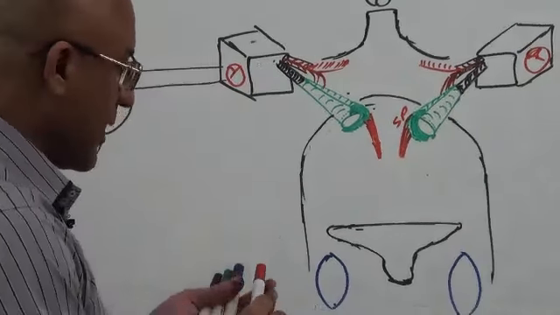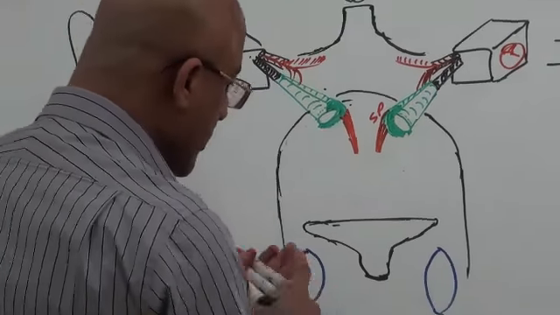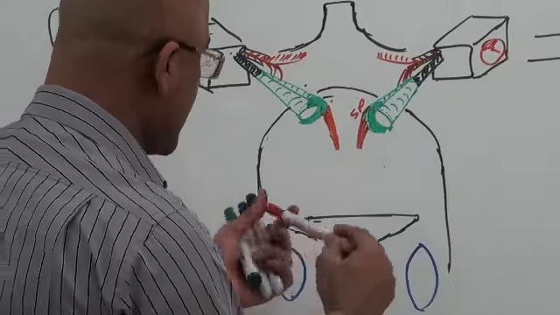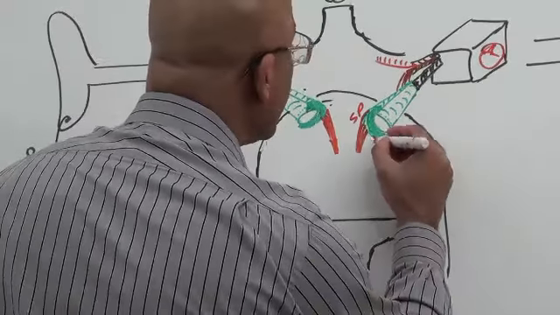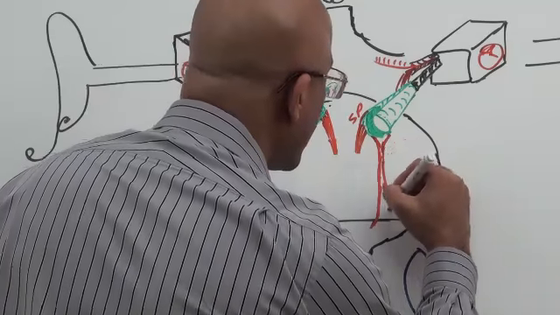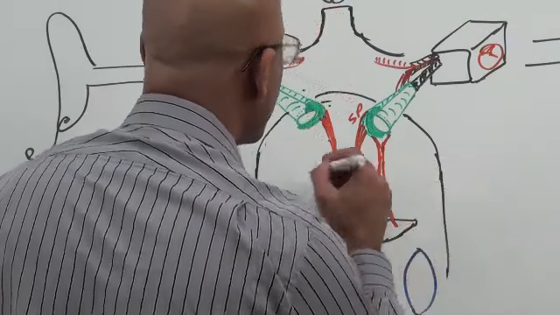Now, there's another thing. This is the soft palate, and there is a muscle originating from here, and it is going and embedded at the top of the, what is this?